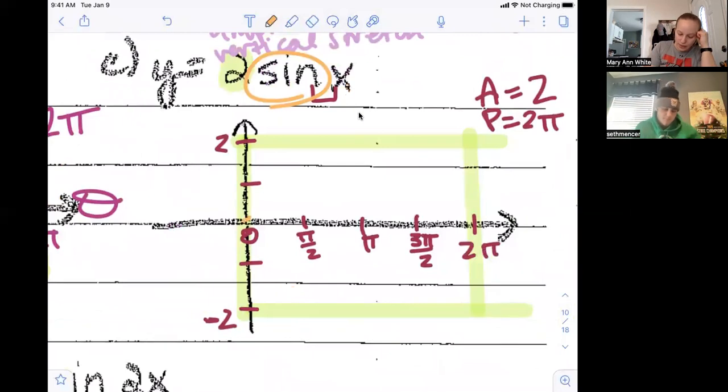So I go through 0 at 0 and at pi and at 2 pi, the first, the middle, and the last point. The second point goes to the highest point, and then the fourth point goes to the very lowest point. And then I'm going to graph from here.